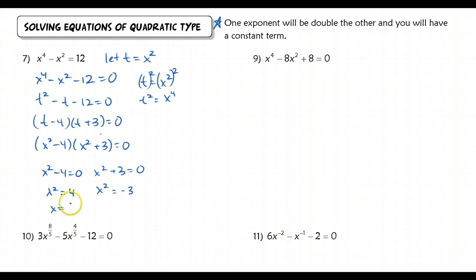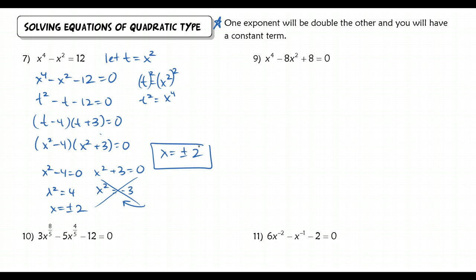And I end up with two distinct reals here, positive and negative 2. And over here, this produces non-real solutions, so this is not going to be part of my real solutions here for this particular equation. So my final solution is positive and negative 2.